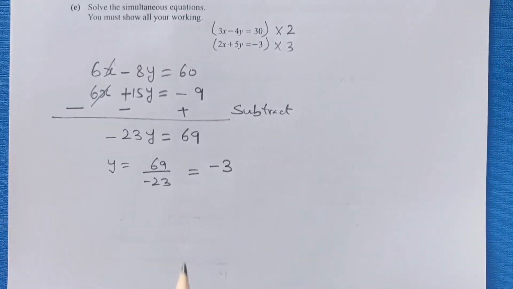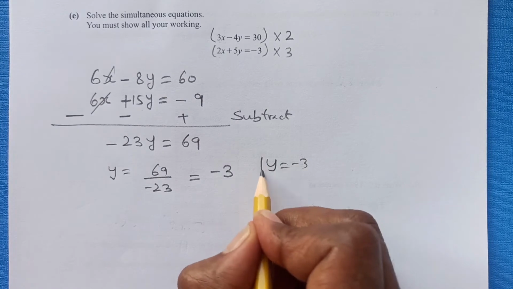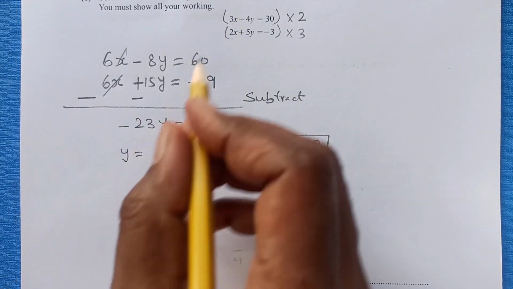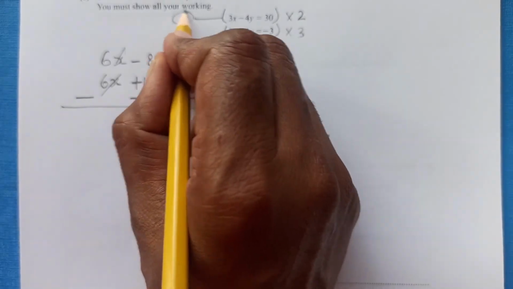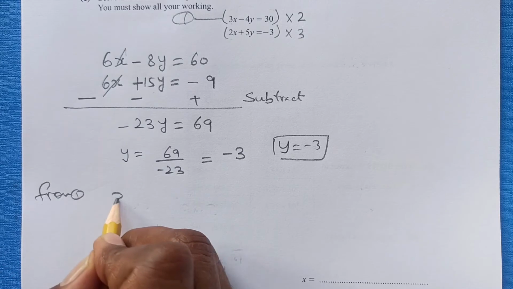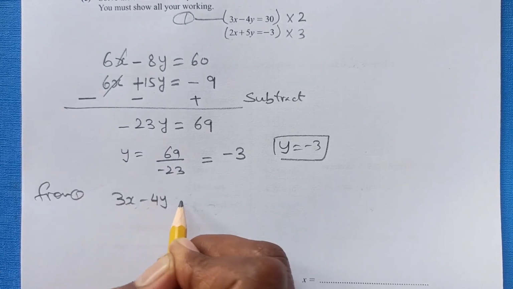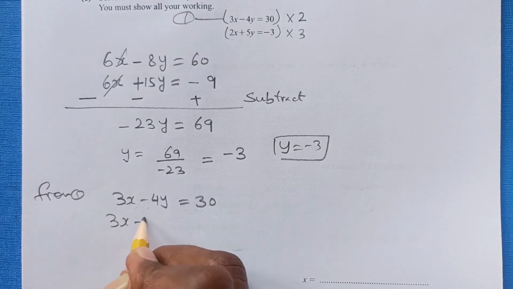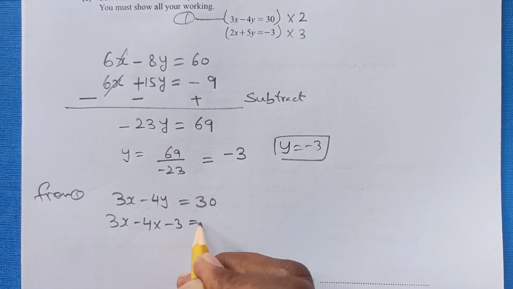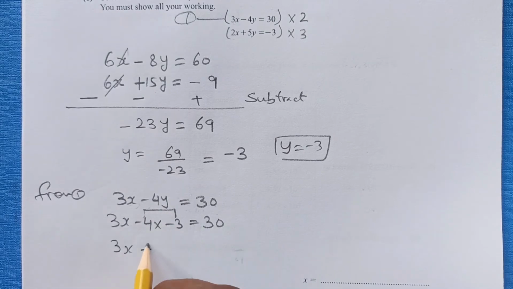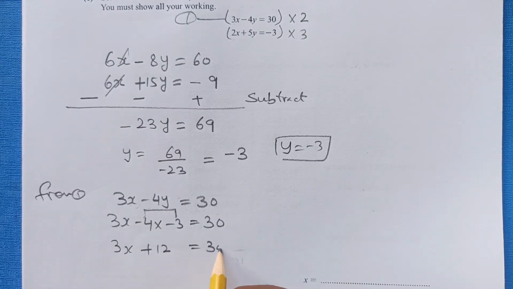Now to find the value of x, you can plug in the value. You can take any equation. Let's say I'm taking equation number 1. So from 1 I have 3x minus 4y equals 30. So 3x minus 4 times minus 3 equals 30. So this and this, 3x plus 12 equals 30.